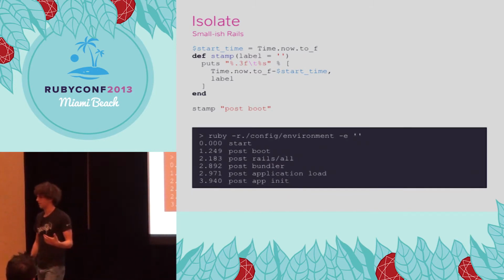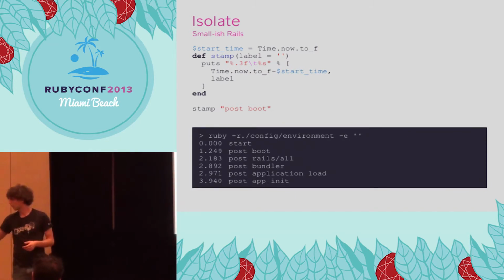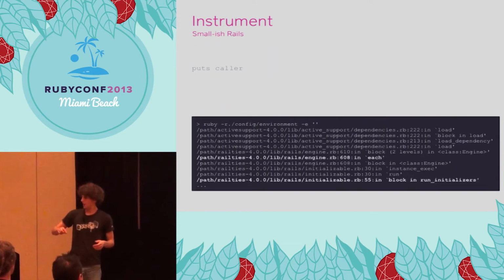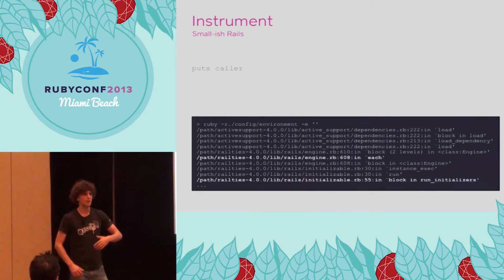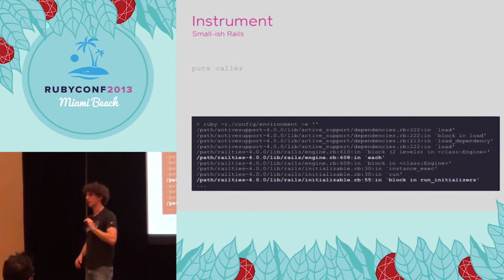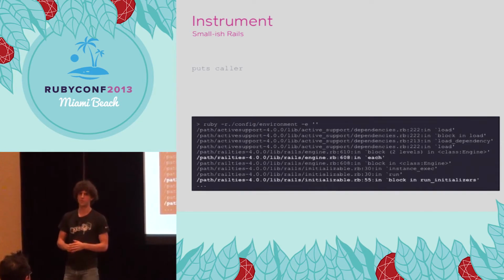What's also cool about this is it helps you figure out where in the code things are happening. So if you don't know about the caller method in Ruby, you need to learn it, because this is the other best thing in Ruby. I have a couple of best things in Ruby.